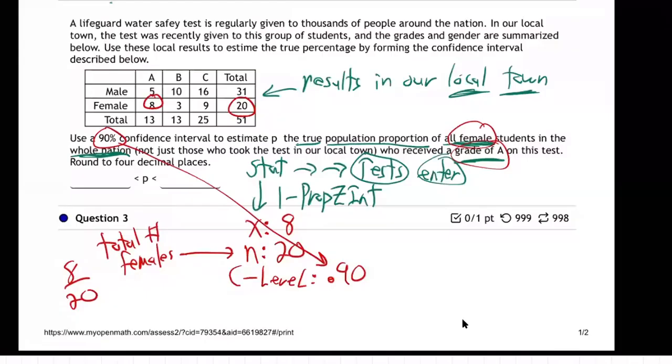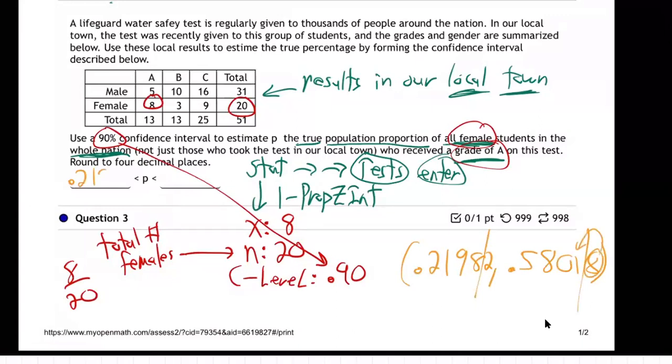All right, so the confidence interval on my calculator comes out to be 0.21982, 0.58018. They want us to round to 4 decimal places, so I got to cut it right there, and that 8 means you got to round that up. So 0.2198 and 0.5802, actually.